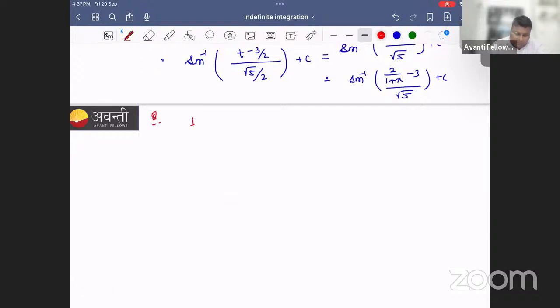Next question. Say I equals integration dx upon sin x minus 3 cos x minus 1. See, you have this kind of expression to solve. Now what to do? Think for it for a moment.